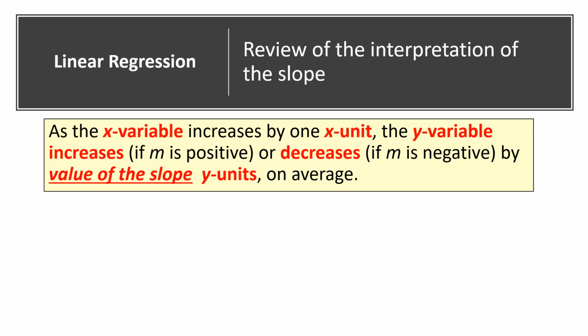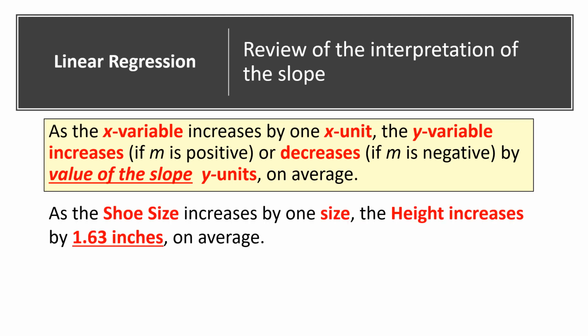So in terms of our problem, we would say as the shoe size increases by 1 size, the units for shoe size being the size, the height increases by 1.63 inches, because inches are the units for the height. And then we can add on average. As the shoe size goes up by 1, on average the height gets larger by 1.63 inches.